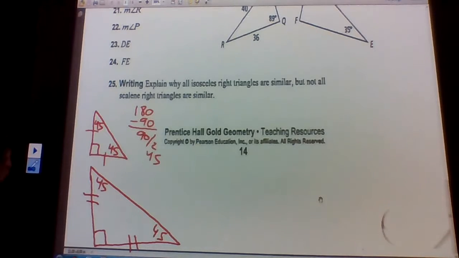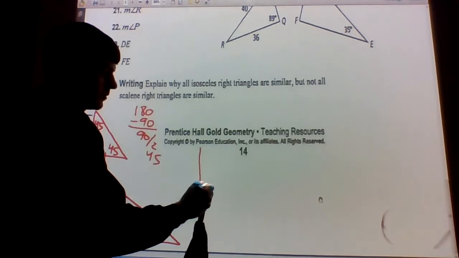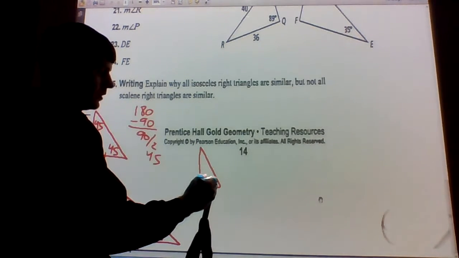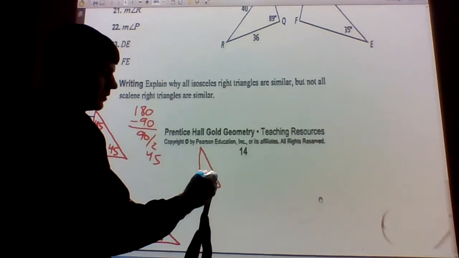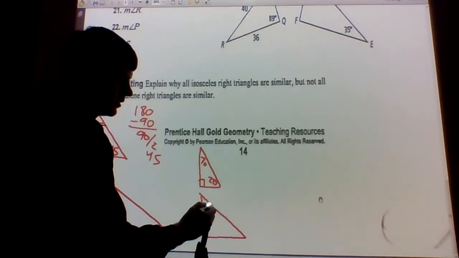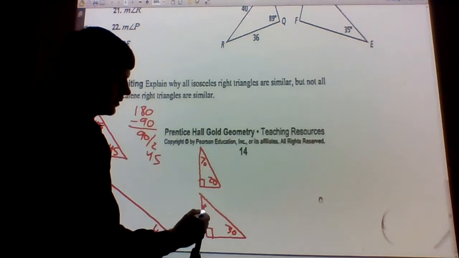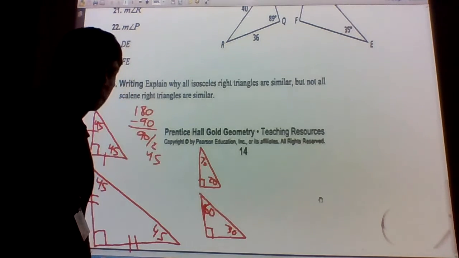So whenever you have right isosceles triangles, you know that the angles are always going to be 45, 45, 90. Right isosceles triangles all have 45, 45, 90 as their angles, and so those are going to be similar. Their angles are congruent. If you have right scalene, okay, you could have one that is 20 and 70, but then you could also have one that is 60 and 30. Okay, and by definition of scalene, the side lengths are all different.